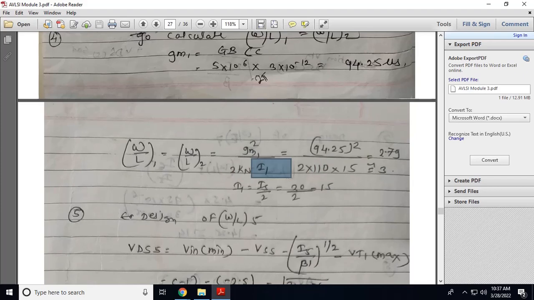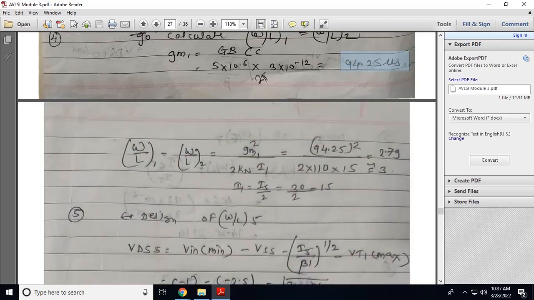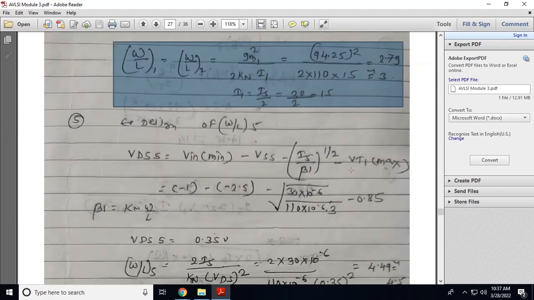times I1, that is ISS by 2. So that is 15 micro. So you can put here the values. This is 94.25 micro, and Kn is 110 into 10 raised to minus 6, so it will get cancelled. So the answer is 3, that is the size of 1 is equal to size of 2 is equal to 3. The next step is design of size of 5.